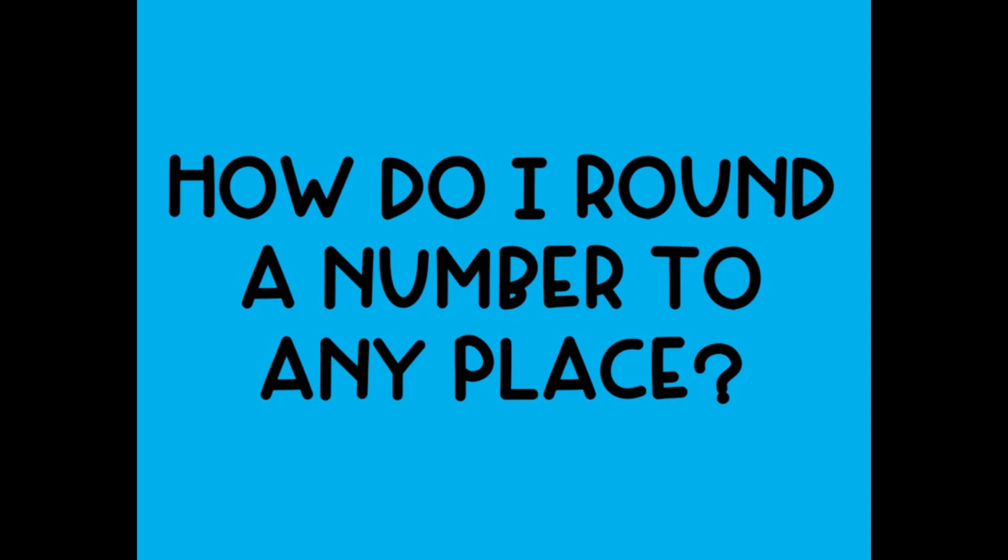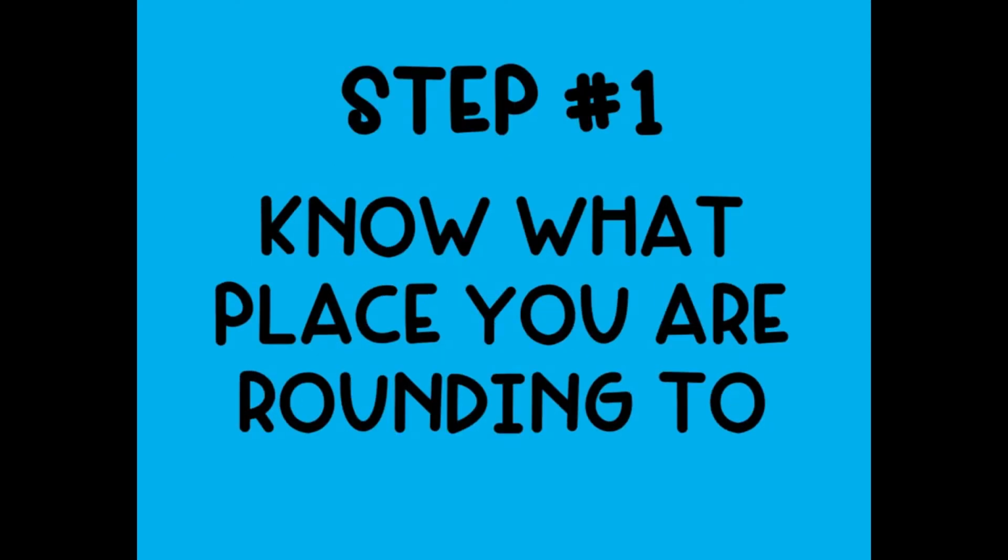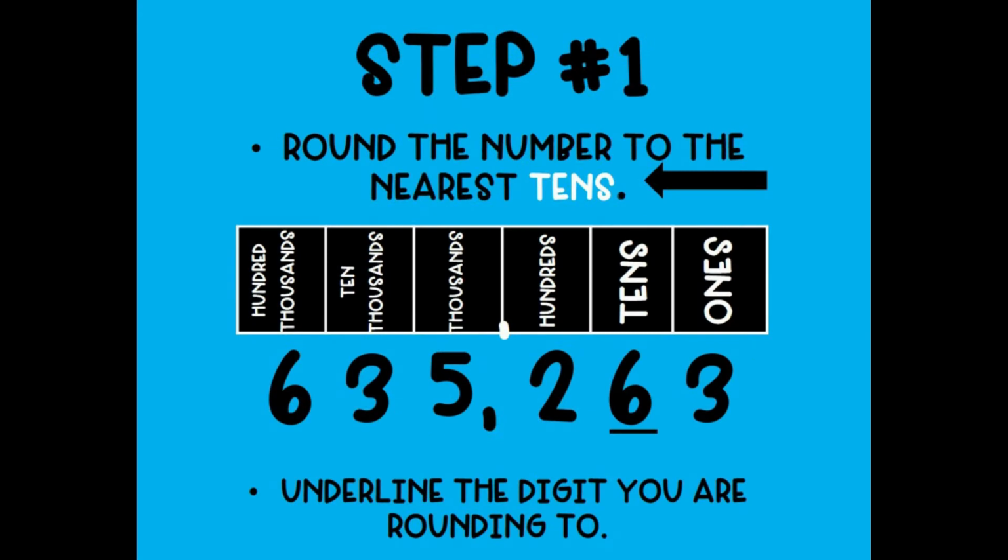to any place? The first step when rounding is to know what place you are rounding to. With the directions, round the number to the nearest tens, we know the place we're rounding to is the tens. So, underline the tens. In the example, the 6 is underlined.